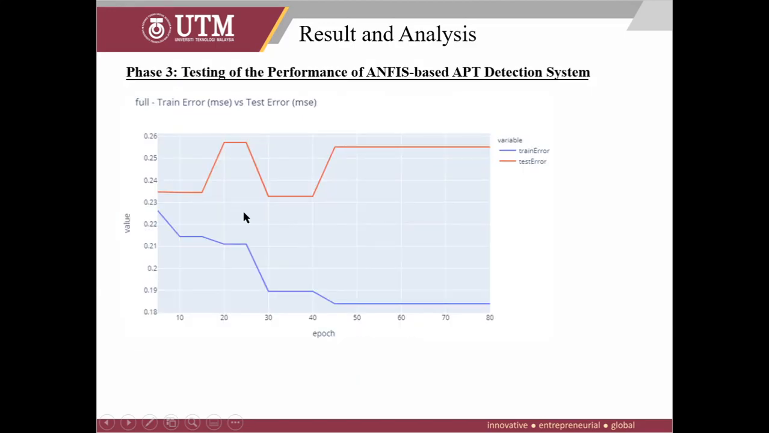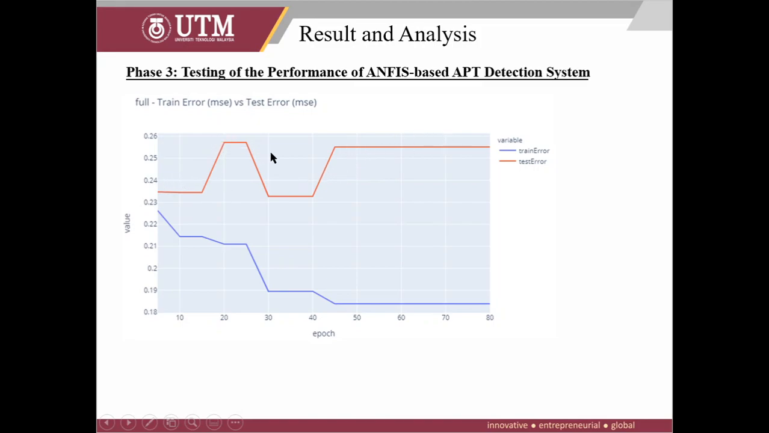So this is phase 3, the testing part of the performance. This is the epoch chart that records the train and test error. The blue one is the train error and the red one is the test error. We can see that the training error is decreasing gradually and stops at 45. After 45 is a plateau. The same goes for the test error.